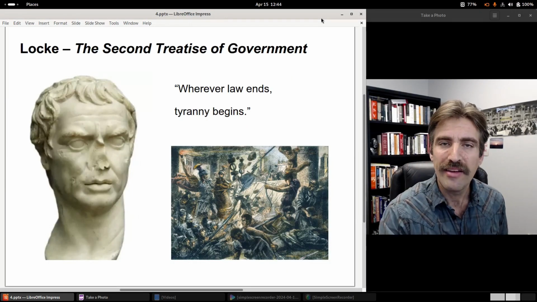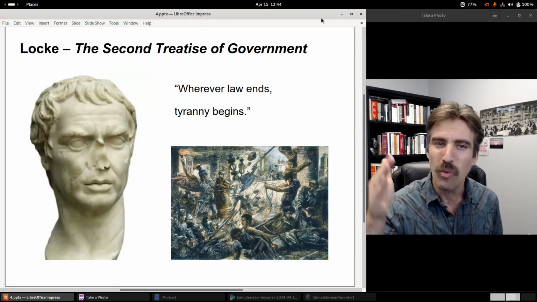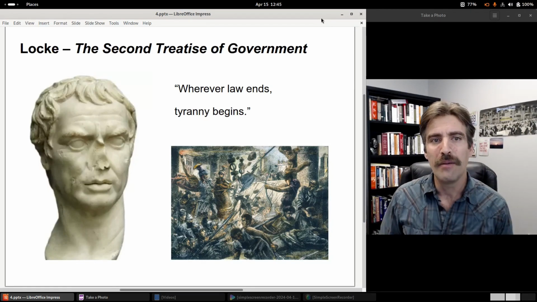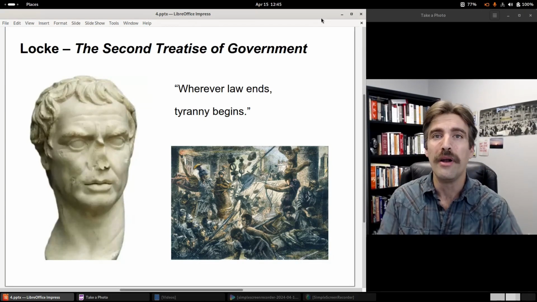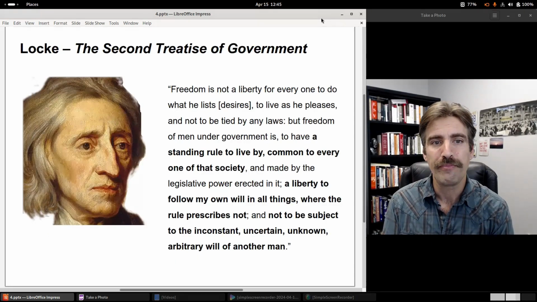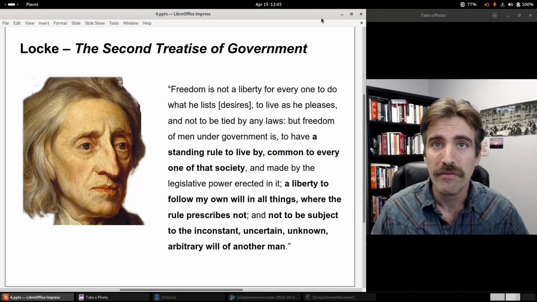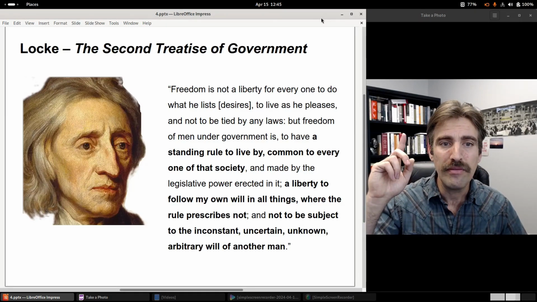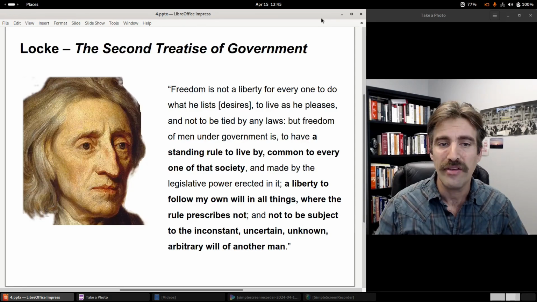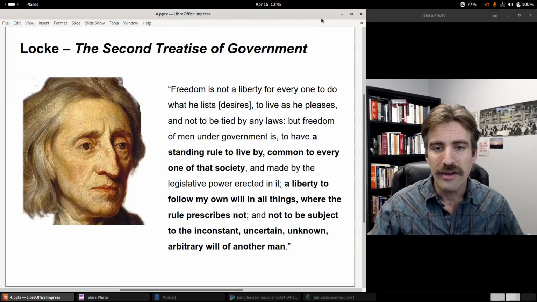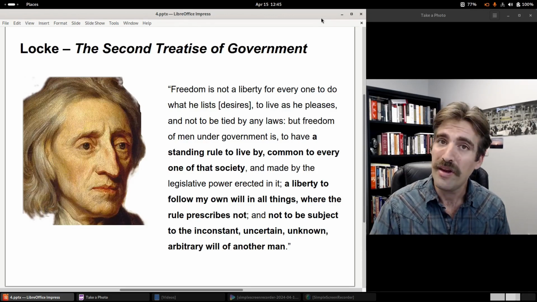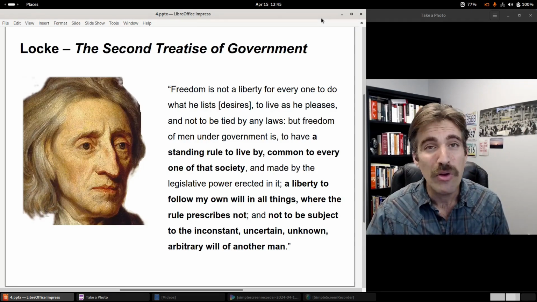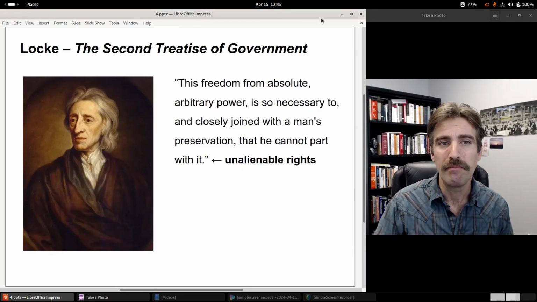Wherever law ends, tyranny begins. That's a great quote. I love that one. Wherever law ends, tyranny begins. Once you have tyranny, now the door is open for revolution. Again, freedom consists of standing rule to live by, common to everyone in that society, a liberty to follow my own will in all things where the rule prescribes not, and not to be subject to the inconstant, uncertain, unknown, arbitrary will of another man. When it becomes a tyranny, it's no longer a legitimate civil government.